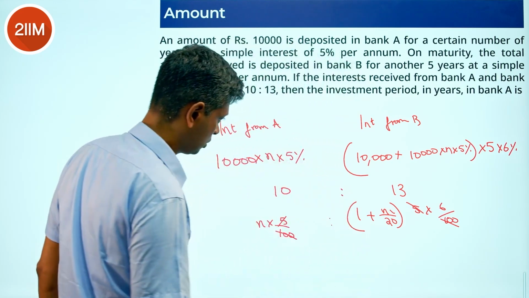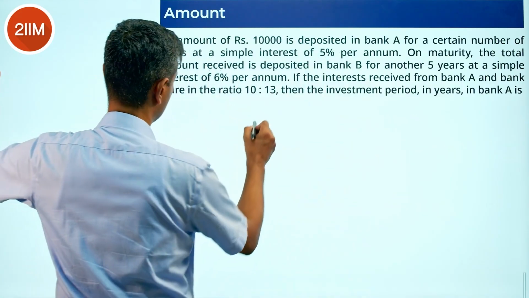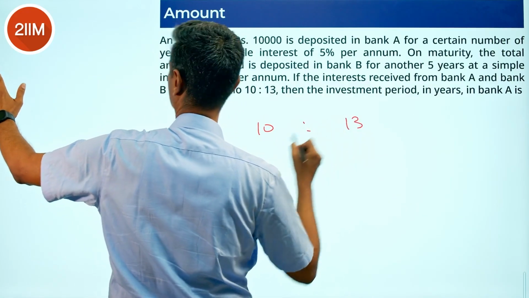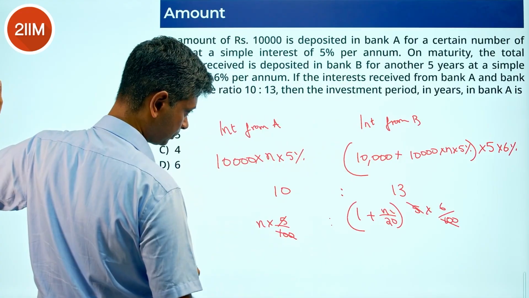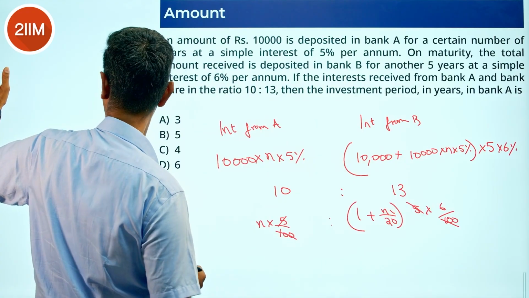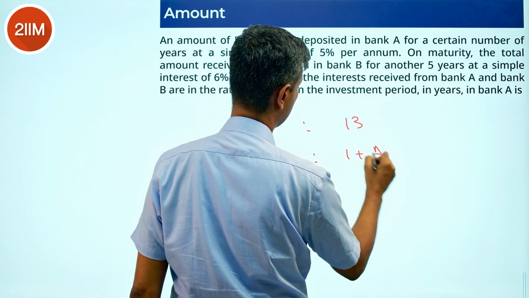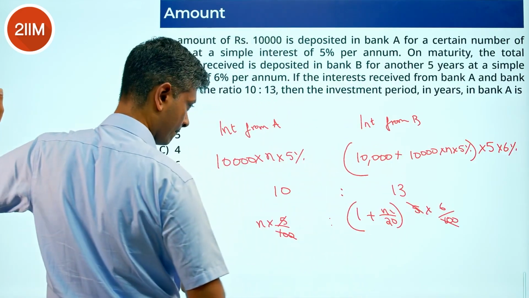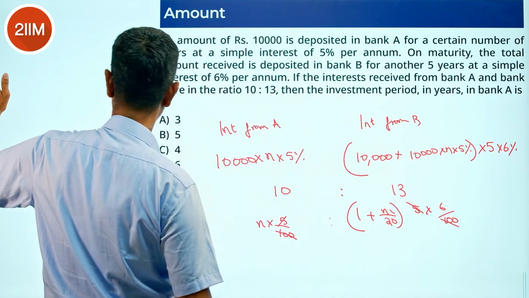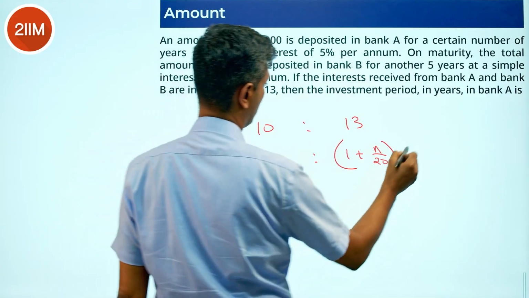This is 10:13. N is 2. 1 plus n by 20 into 6.